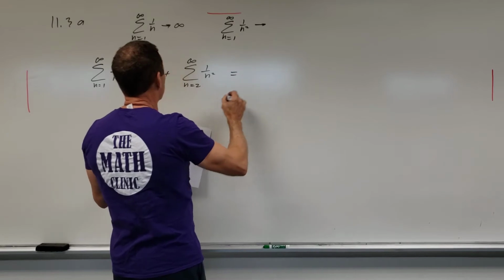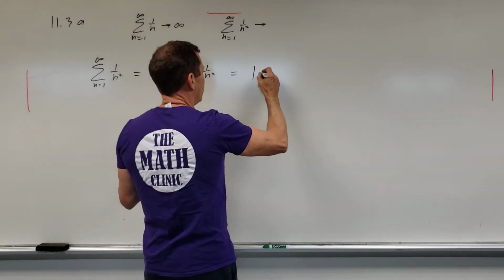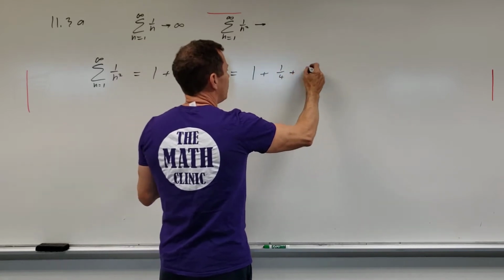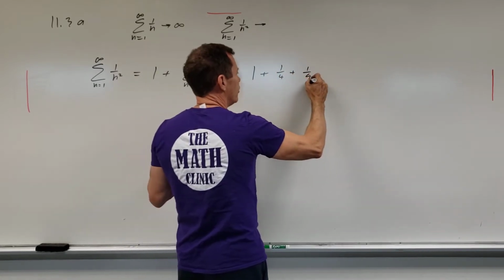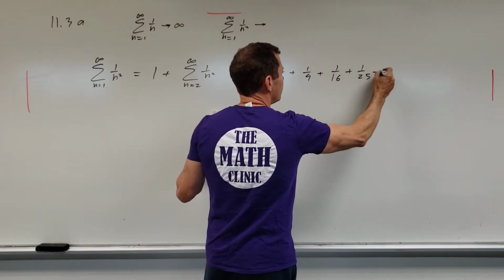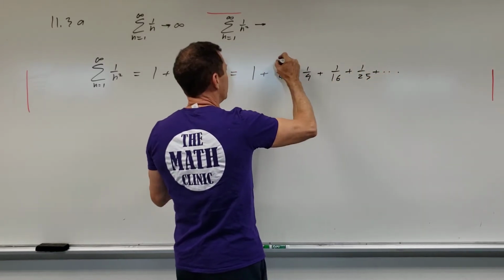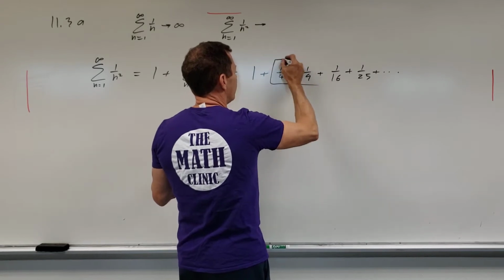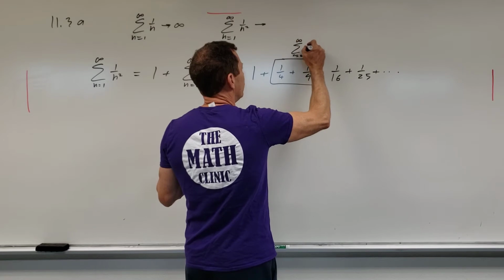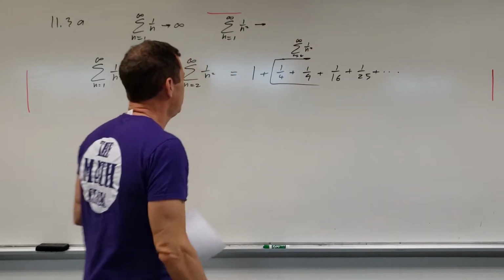Now let's see what this looks like. This is 1 plus, sticking in 2, that'd be a quarter, plus sticking in a 3, you get a ninth, plus 1/16, plus 1/25, plus dot, dot, dot. And so this goes on forever, that's the summation n equals 2 to infinity of 1 over n squared.